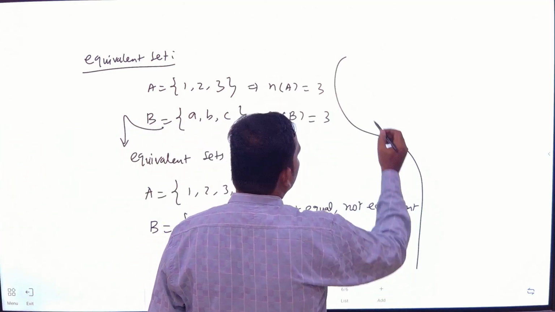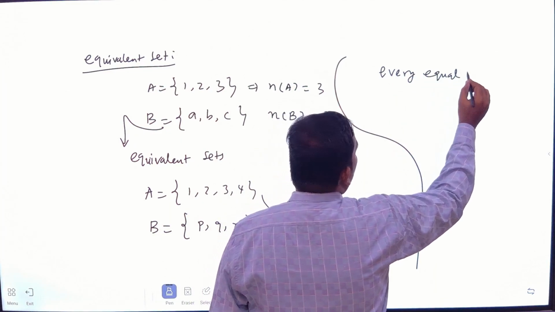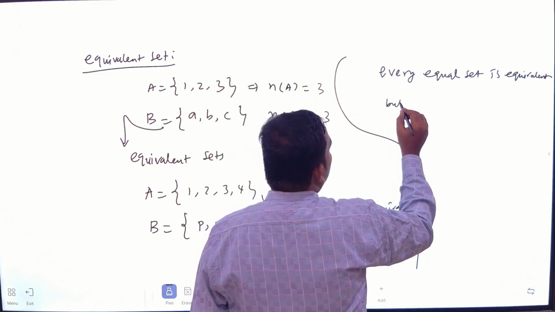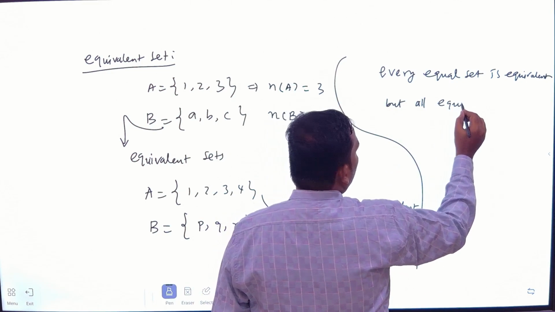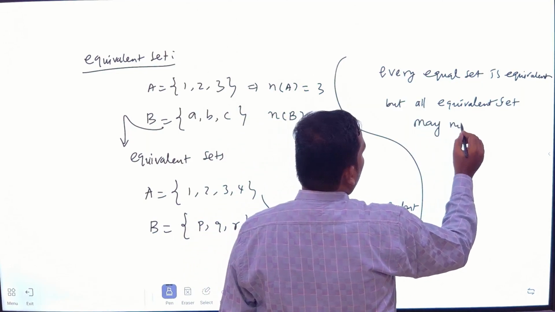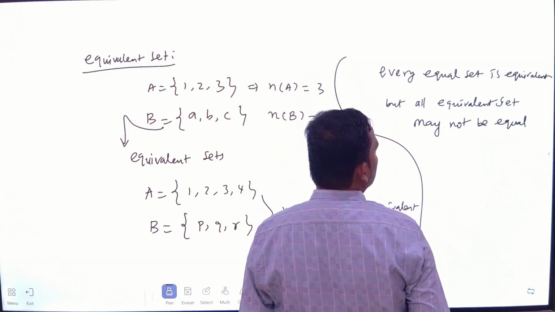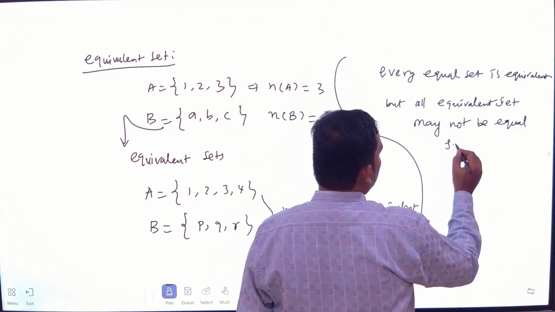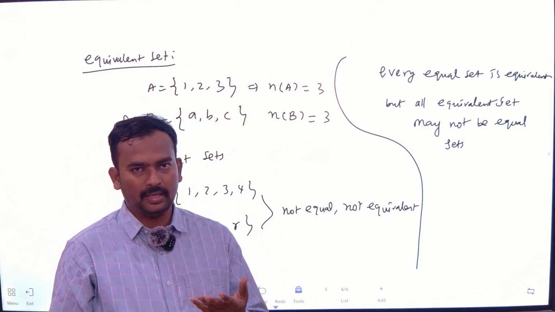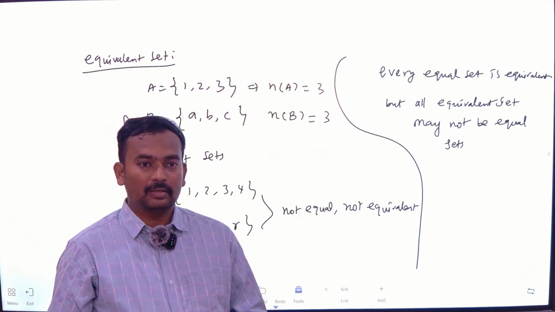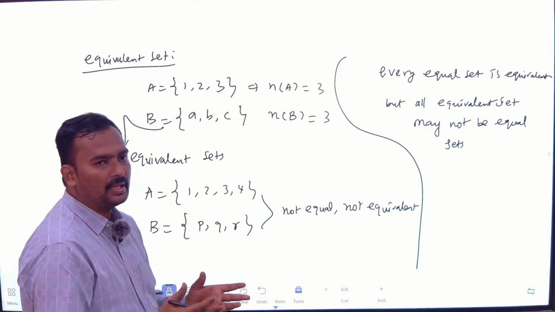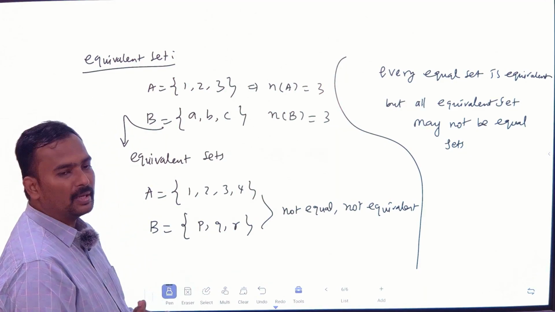So what do we conclude generally? Is every equal set equivalent or not? Yes. From this, what can we say? Every equal set is equivalent, right? But all equivalent sets may not be equal sets. We already discussed the example. If they are equal sets, the number of elements should be the same and the elements also the same, right? But in equivalent sets, elements may not be the same, but the number of elements should be the same.